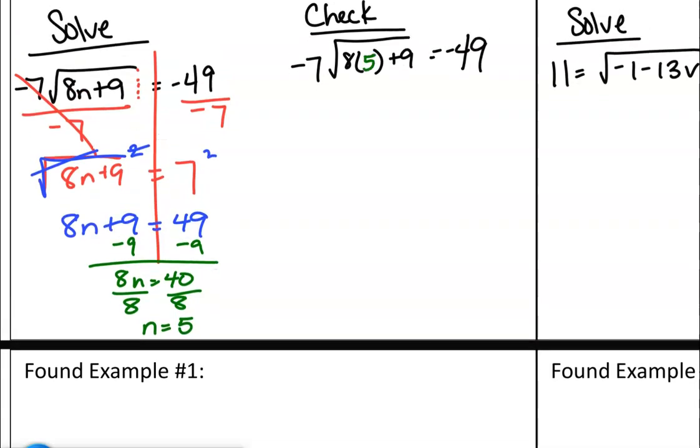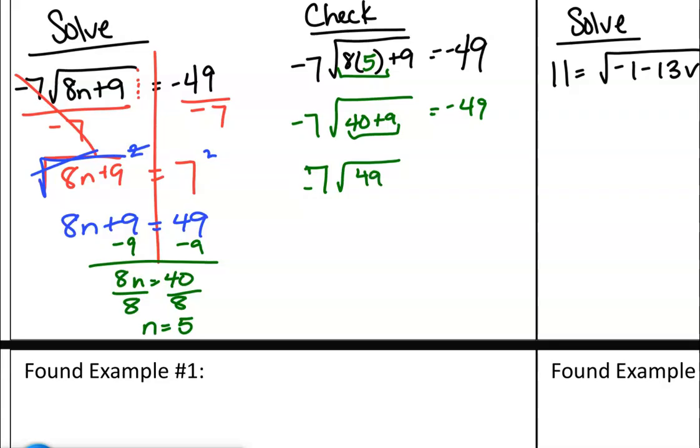Let's check it. 8 times 5 is 40. 40 plus 9 is 49. And the square root of 49 is 7. And -7 times 7 is -49. So since that is correct, we have the right answer.